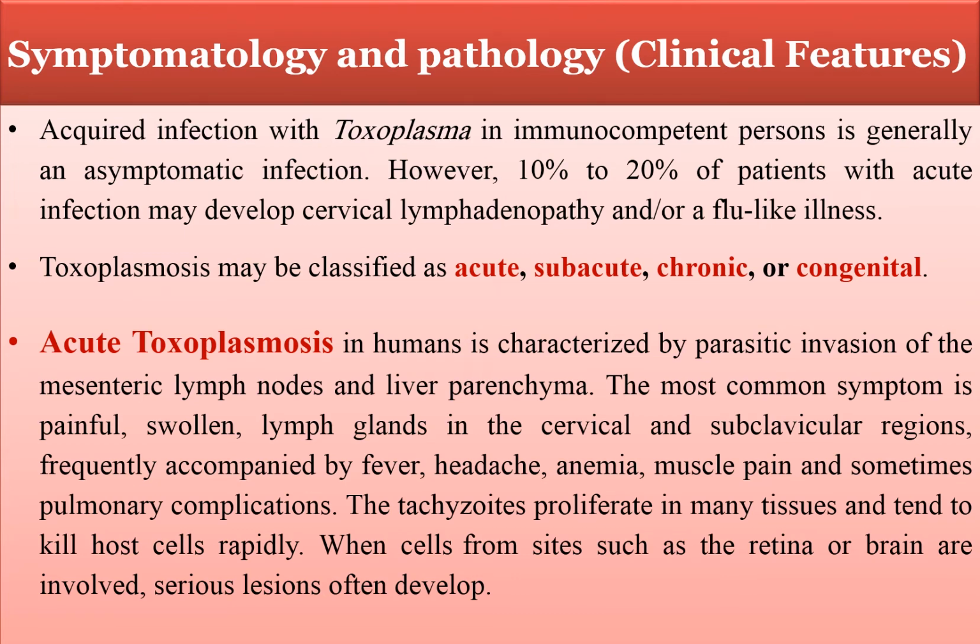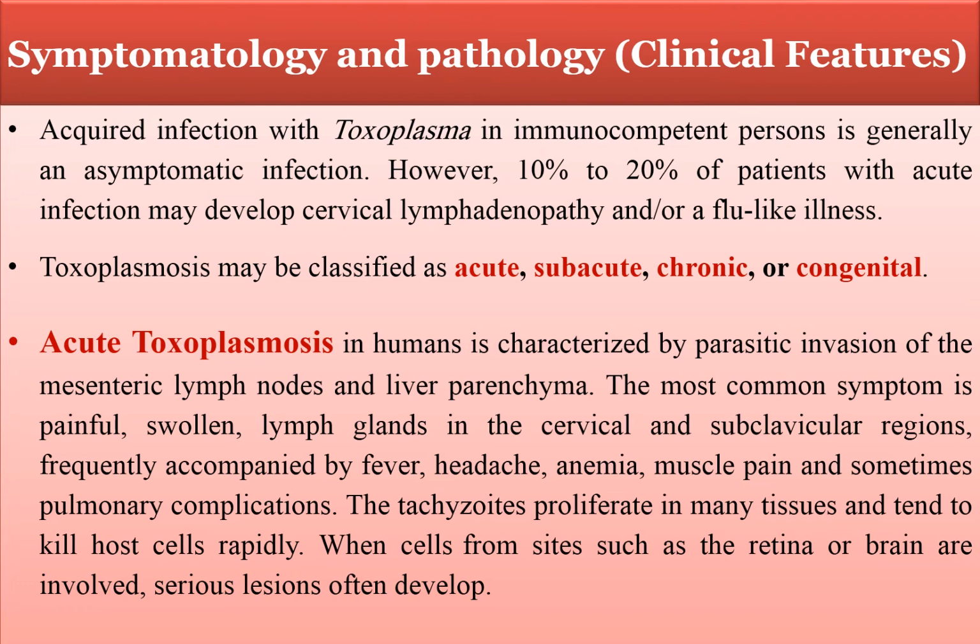Generally, toxoplasmosis may be classified as acute, subacute, chronic, or congenital. Acute toxoplasmosis in humans is characterized by parasitic invasion of the mesenteric lymph nodes and liver parenchyma. The most common symptom is painful swollen lymph glands in the cervical and subclavicular regions, frequently accompanied by fever, headache, anemia, muscle pain, and sometimes pulmonary complications.